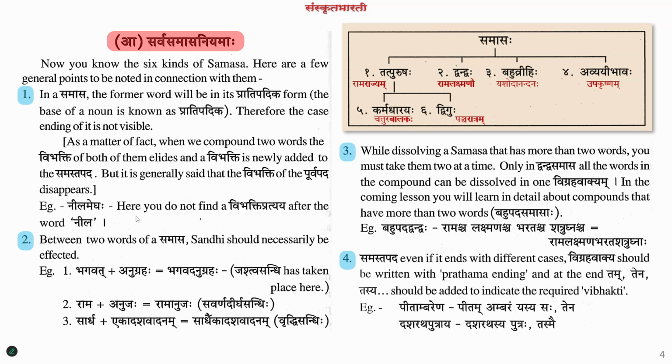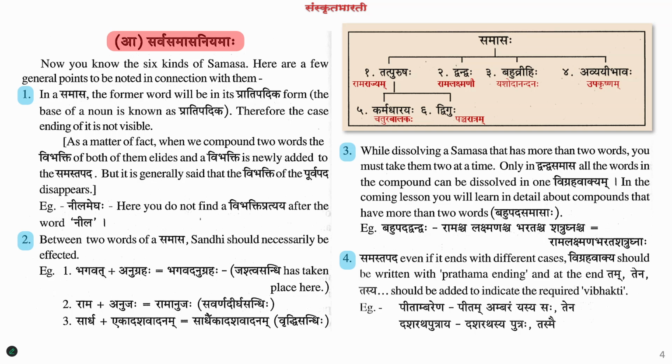Neela Megha. Here you do not find a vibhakti pratyaya after the word Neela. Okay. But what is the definition? Neelah Meghah. Neela Megha. Karmadharaya. Visheshana purvapada karmadharaya. Neelascha asau Meghah. Neela Megha. Like that. Between the 2 words of a samasa, the sandhi should be effected. So that is point number 1. So basically stripping the vibhakti and reattaching the vibhakti, one vibhakti for the whole samasapada as required.